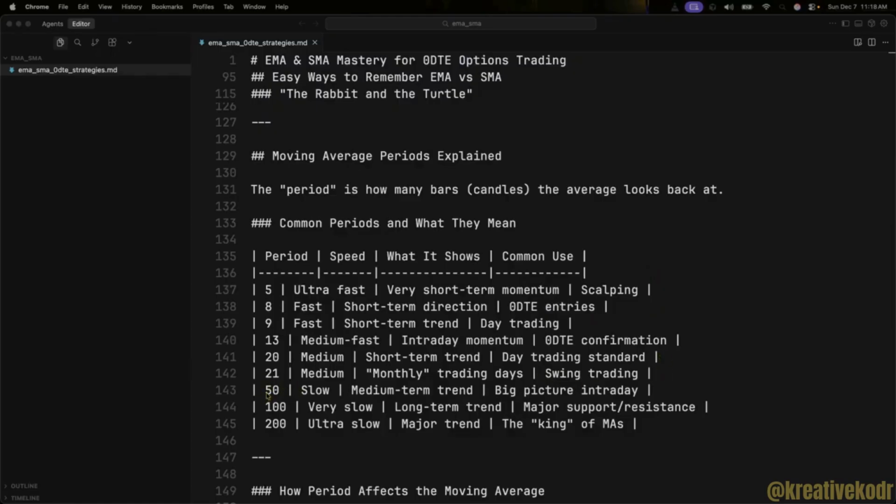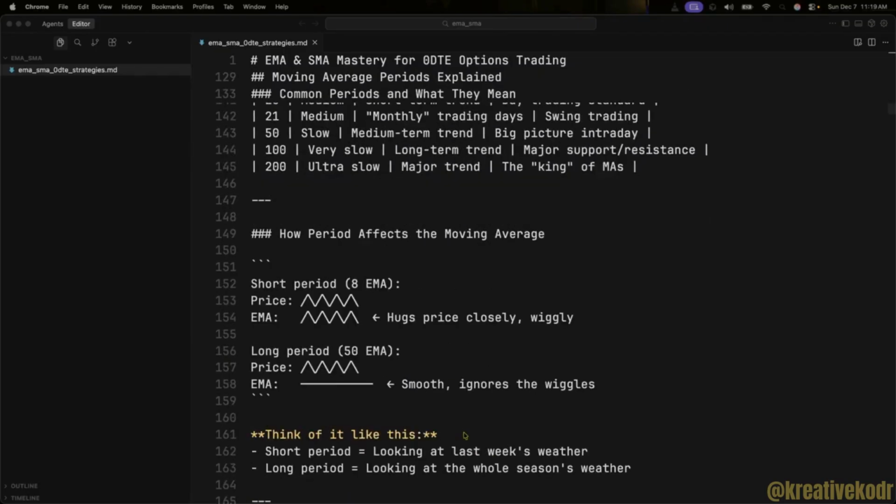EMA 50 is super slow, 50 minutes. So 5 minutes, 8 minutes, 9, 13, 20. Think of minutes whenever we're talking about averages or any type of indicators. So 50 minutes is slow, medium trend, big picture, intraday. 100 minutes is very slow, long trend, major support and resistance. And then 200 minutes is ultra slow, major trend, the king of the EMAs, because it's using 200 minutes, really looking at the big picture.